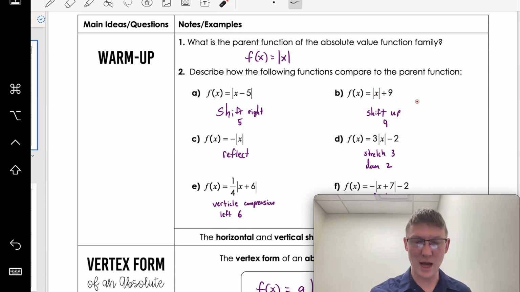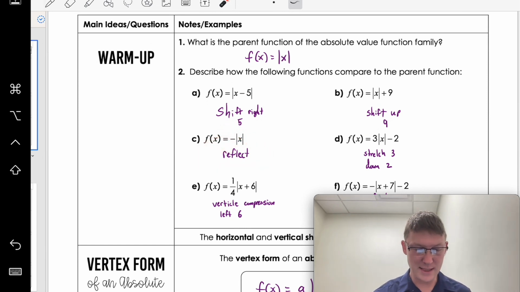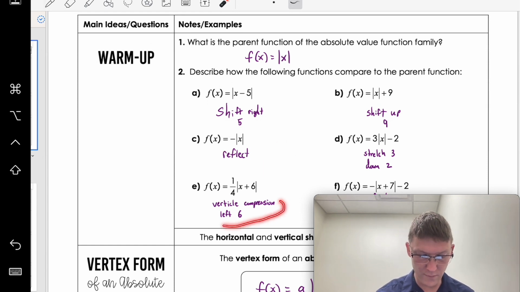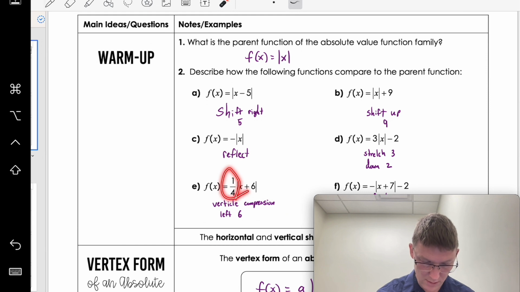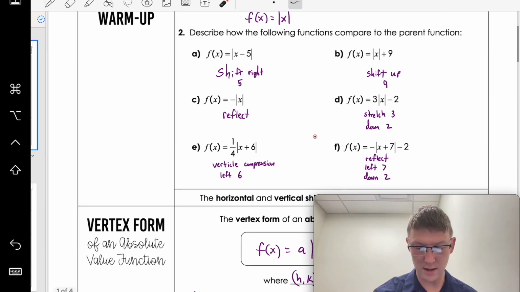So again, this is just kind of a refresher. We've got our negative sign on the outside, so it's reflected over the x-axis. That's going to look something like that. And then, of course, we've got our vertical compression by 1/4. I didn't write that. And then this is going to go left 6. So again, these are just our transformations that we went over last time.